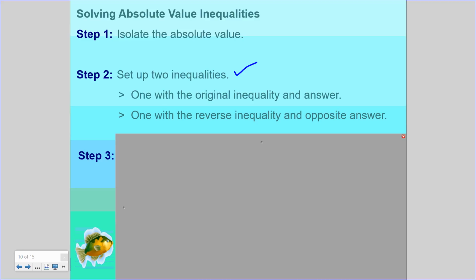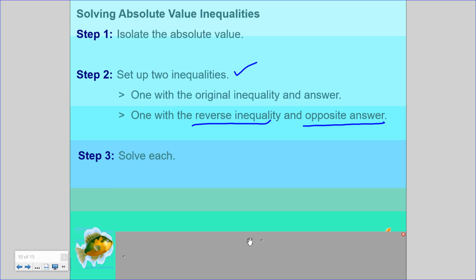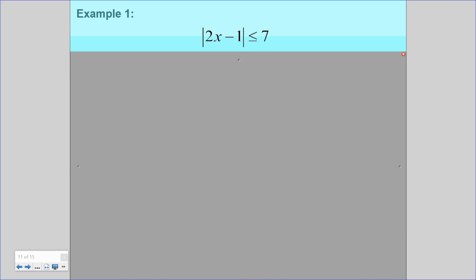One you will set equal to the original inequality and answer. So one you basically just recopy. The other one you're going to set up with the opposite answer, so the negative, but you're also going to flip your inequality sign. So we'll take a look at that in a moment and solve each separately.